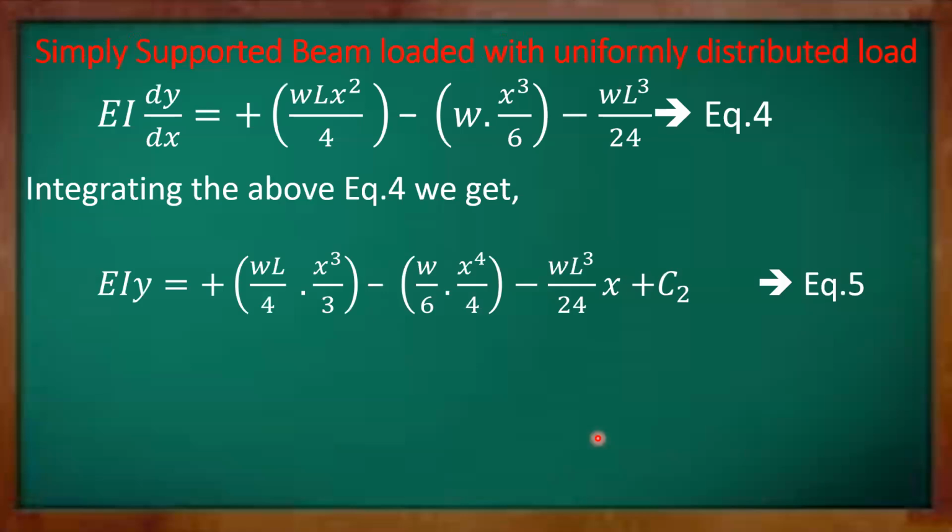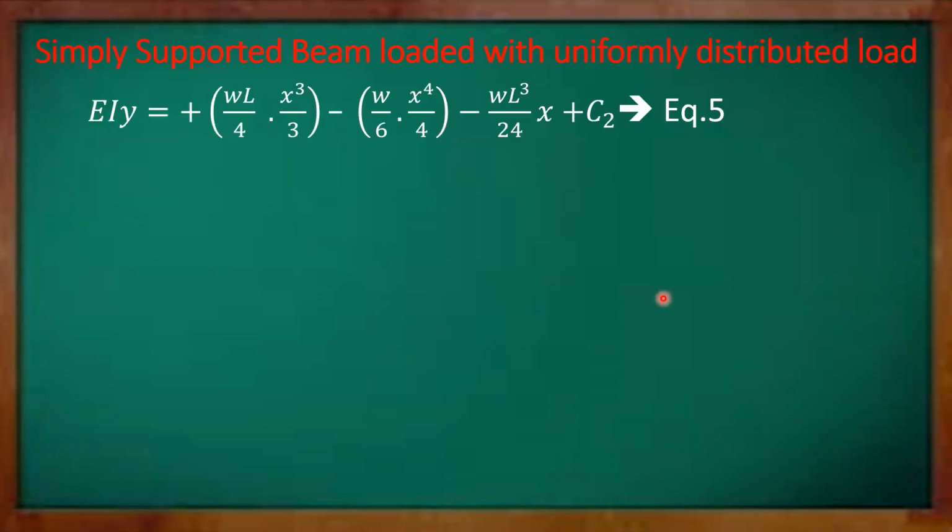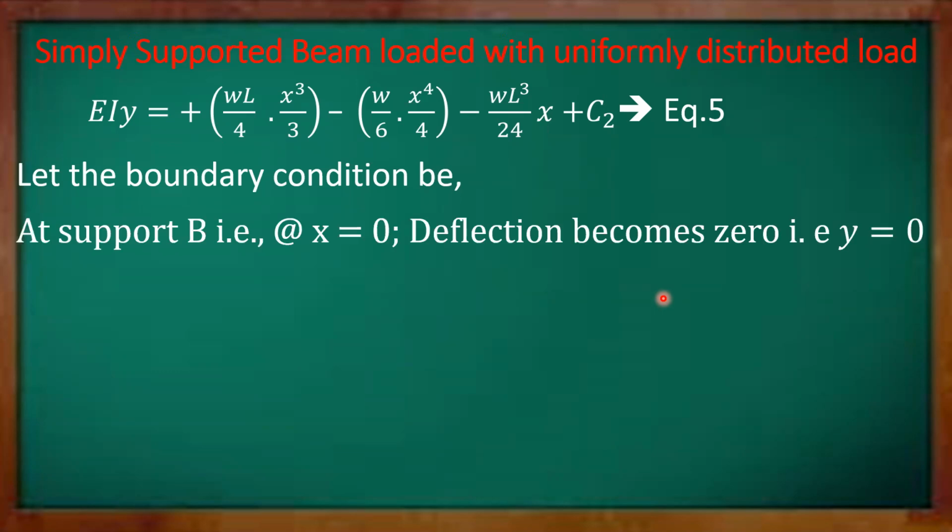We integrate equation 4, and we get EI of y is equal to WL by 4 into the integral of x square, x cube by 3, and W by 6, the integral of x cube, which becomes x power 4 by 4, minus WL cube by 24, which is a constant, so when you integrate you get the x value, and again another constant C2. Now to find this constant C2, I am going to put the second boundary condition, that is at the supports our deflections are 0, therefore at x equal to 0 we have y equal to 0.